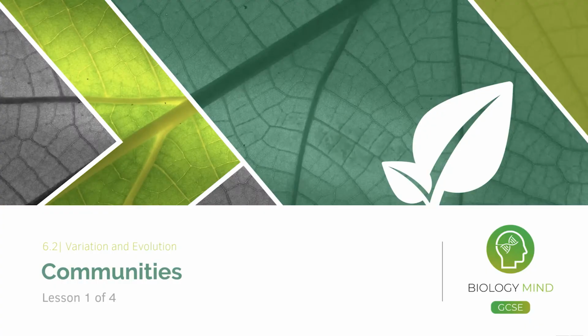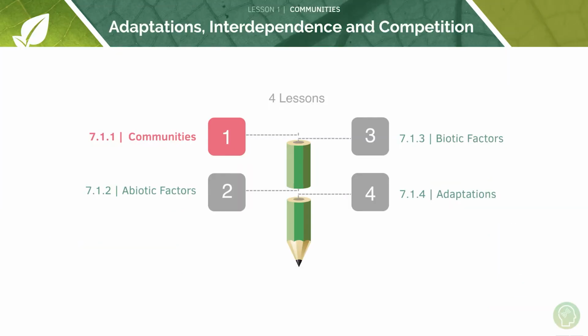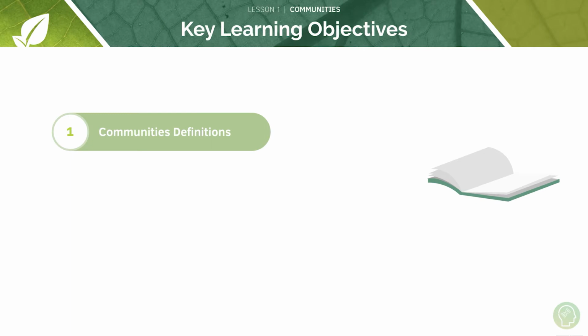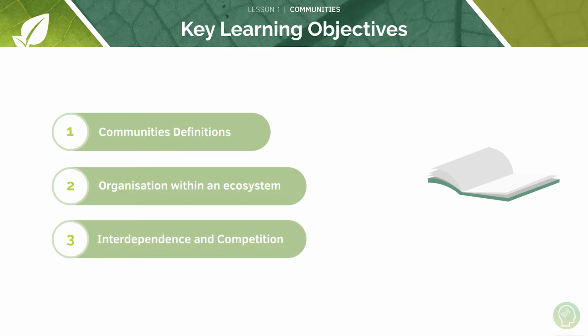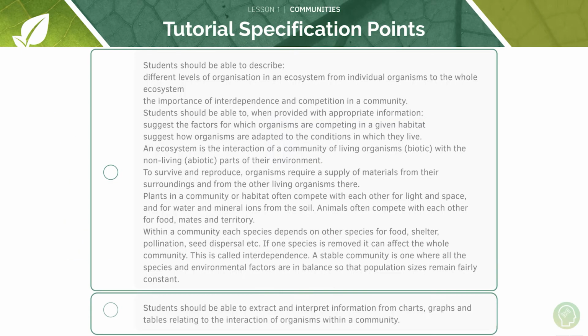So let's get started. Hello, and welcome to this tutorial on communities. In this tutorial, we're going to be having a look at some basic definitions. We're then going to have a look at organisation within an ecosystem. And finally, we're going to take a look at interdependence and competition. Students should be able to describe different levels of organisation in an ecosystem, from individual organisms to the whole ecosystem. So this is really the basis of this tutorial. So do go through these individual points and make sure that you understand what is going on by the end of the tutorial.